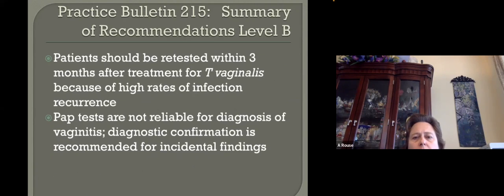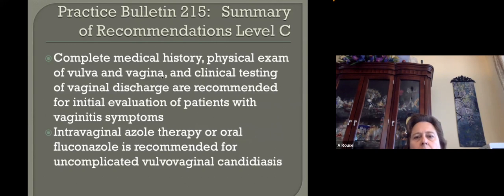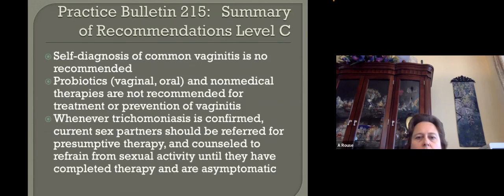If you treat patients for trichomonas, they're recommending, again, lower level recommendation though, that you should probably retest them within 3 months. So the hope is that they've got some reason to be coming in for follow-up, so you can just do it at that time. For example, if you started a contraceptive or had other concerns or testing that was needed. Pap smears, again, are not reliable, so you want to make sure that you follow it up if it's important. Get a good history and make sure you evaluate the patient in person. And then fluconazole would be your uncomplicated Candida first line typically treatment. Self-diagnosis, not recommended. Probiotics and other things are not recommended as prevention or treatment. And if trichomonas is confirmed, then you definitely want to go ahead and get treatment.